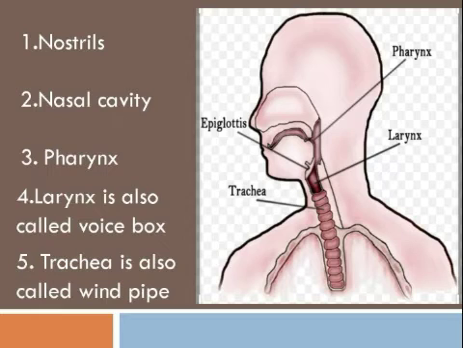The next one is larynx. It is also called voice box or sound box. The voice box contains the vocal cords.